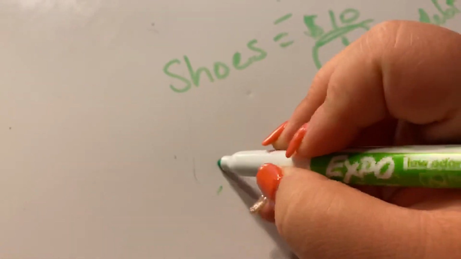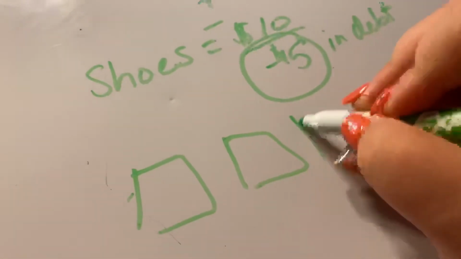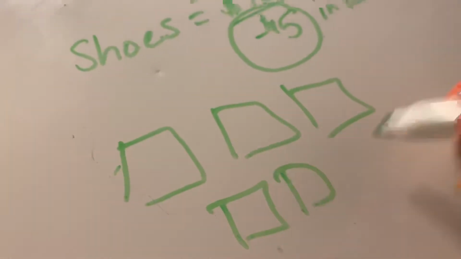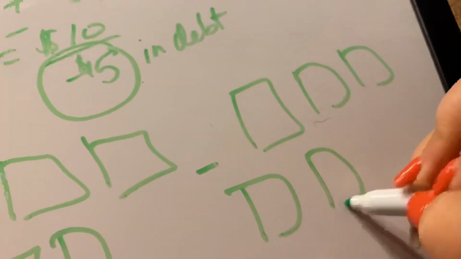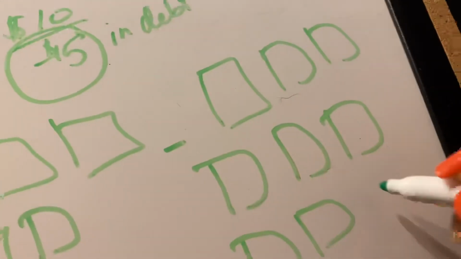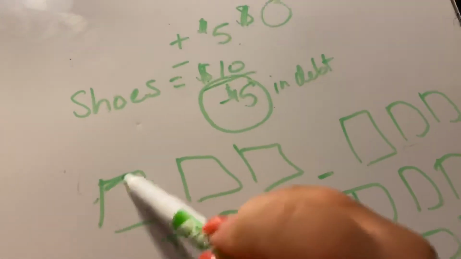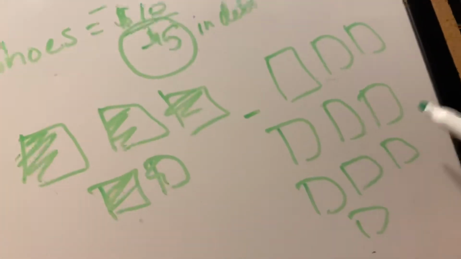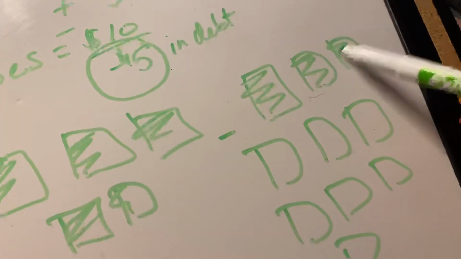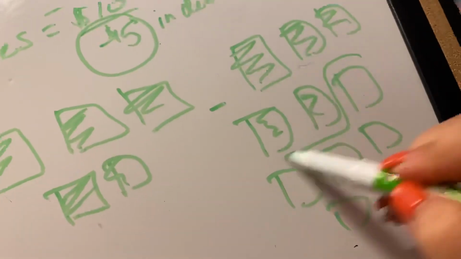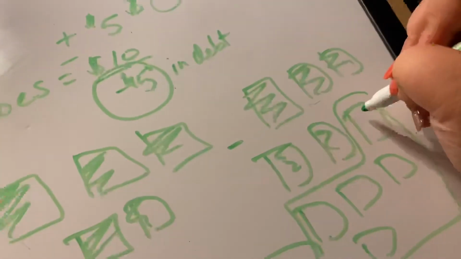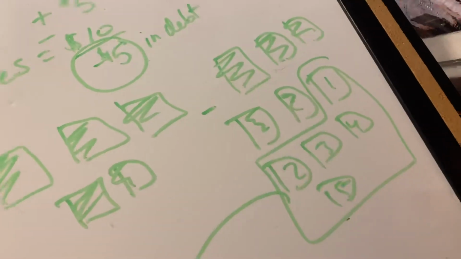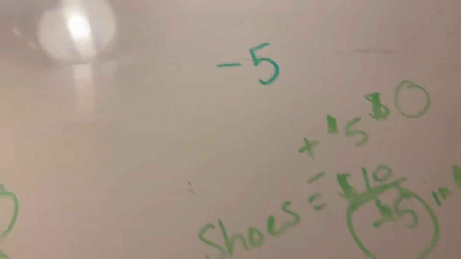So if you had, let's say, $5, we're just going to use little squares, 1, 2, 3, 4, 5, and you subtracted 10, 1, 2, 3, 4, 5, 6, 7, 8, 9, 10. If you shade these in, you still have this whole group of $5, which is negative $5 that you still owe. So if you count 1, 2, 3, 4, 5, it means you have a magnitude of 5 for the negative 5.